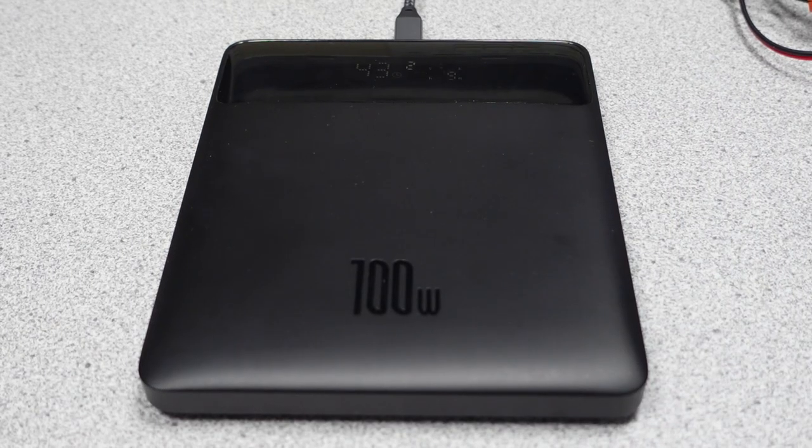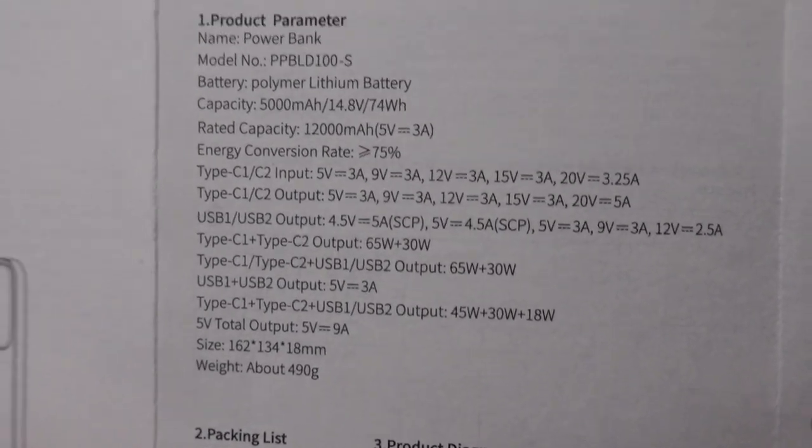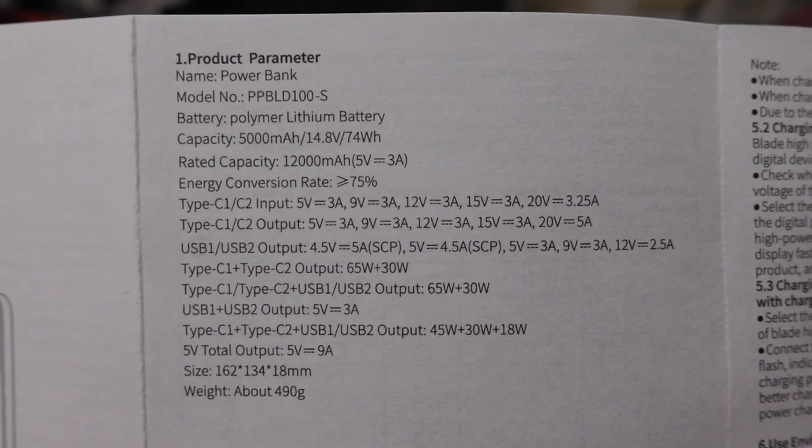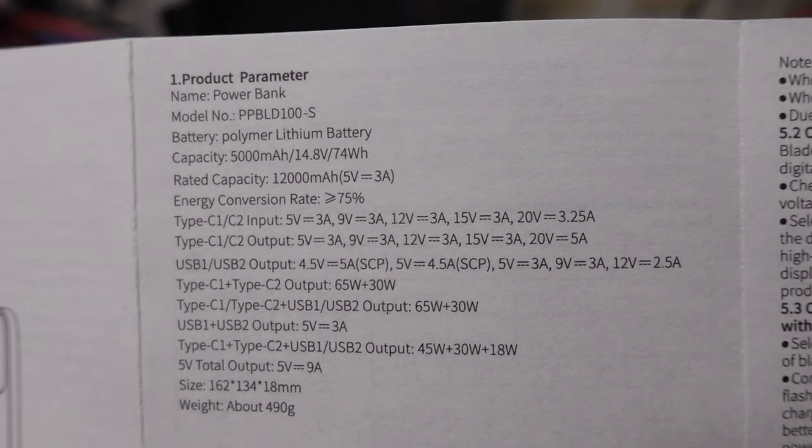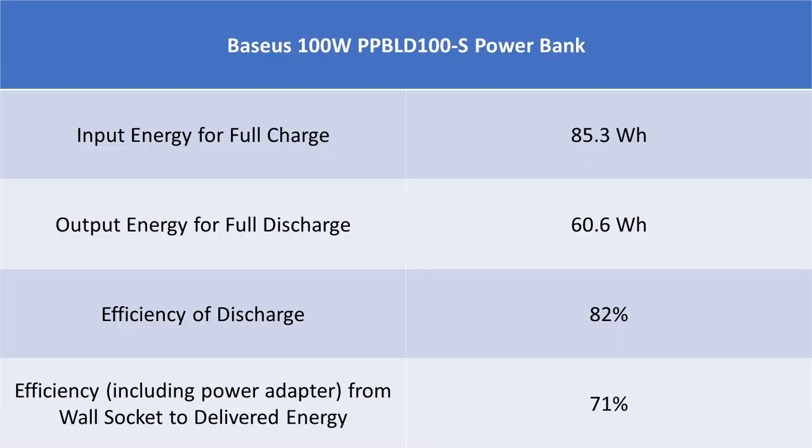Thankfully, this Baseus power adapter does print in the user manual and on the product itself the actual battery capacity of 74 watt hours and the average efficiency of conversion of 75%. So we know about 75% of the 74 watt hours is what we can expect to get out of this power bank. In reality, the power bank does a little better than that.